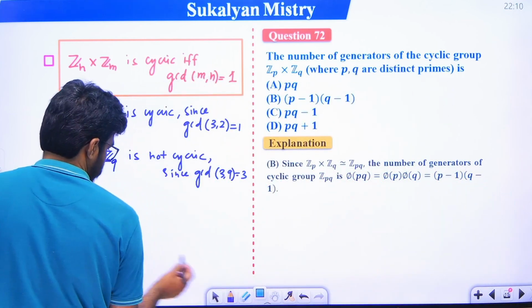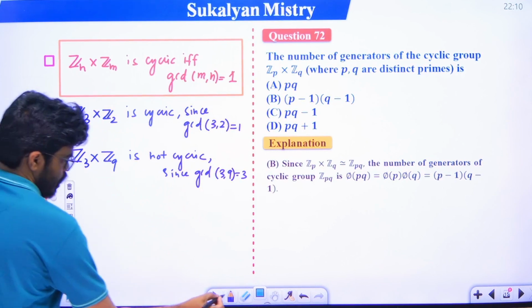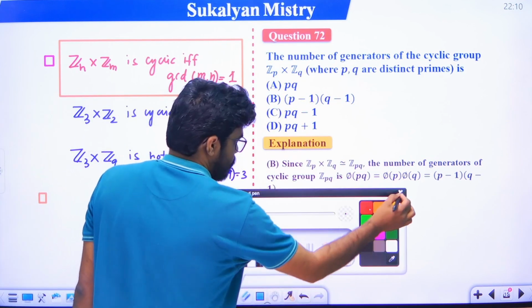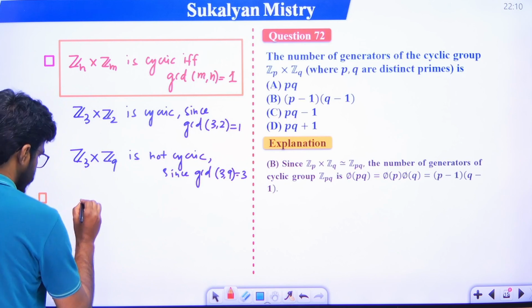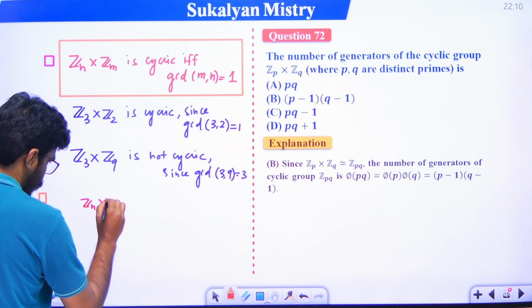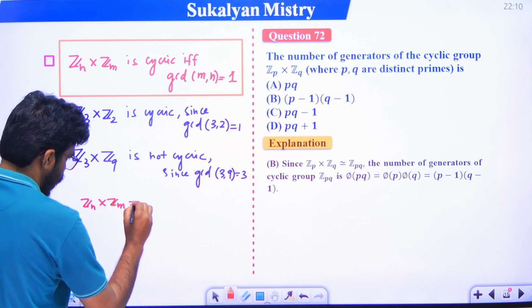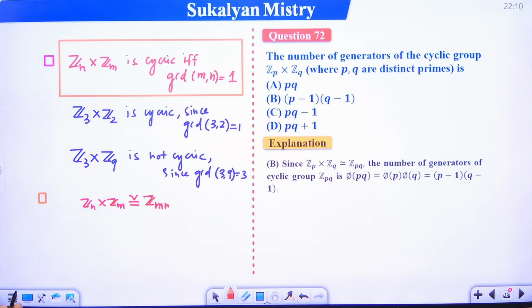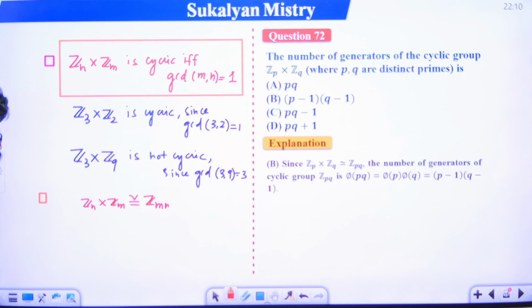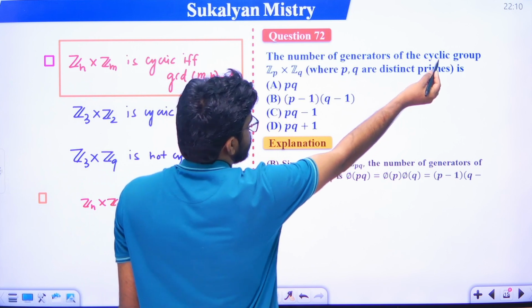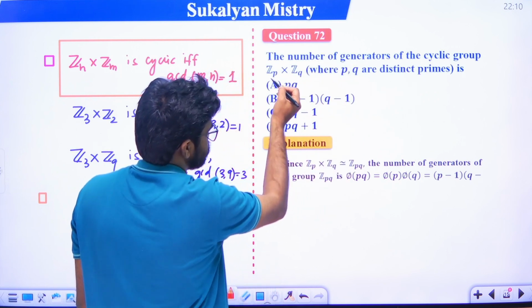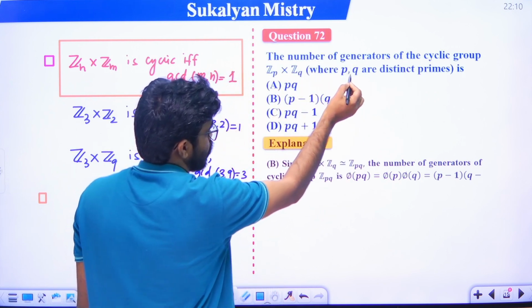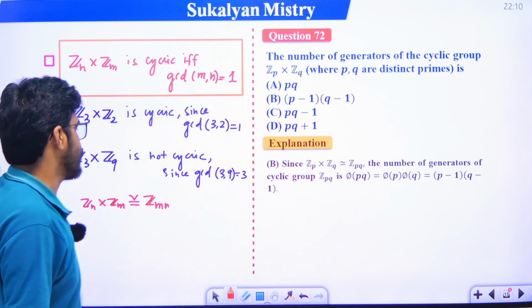Next point, just see this. Zm cross Zn or Zn cross Zm, this is isomorphic to Zmn. Okay. Just see this problem. The number of generators of the cyclic group Zp cross Zq, where p and q are distinct primes.